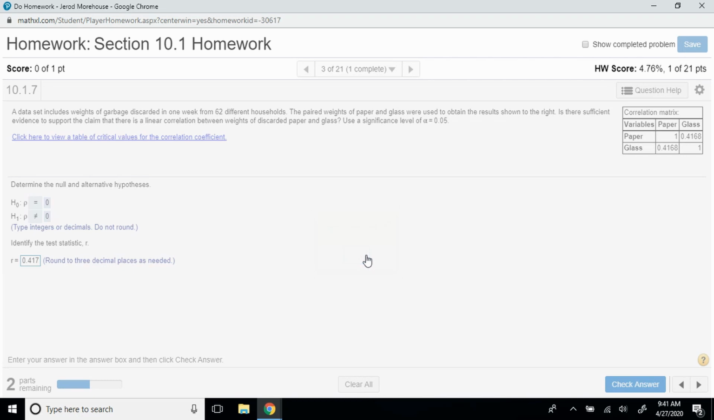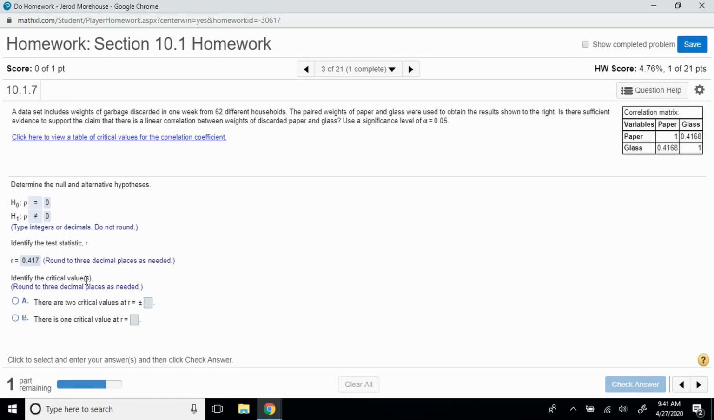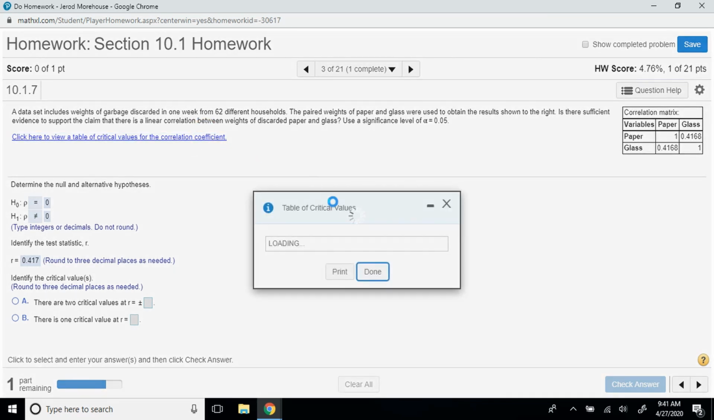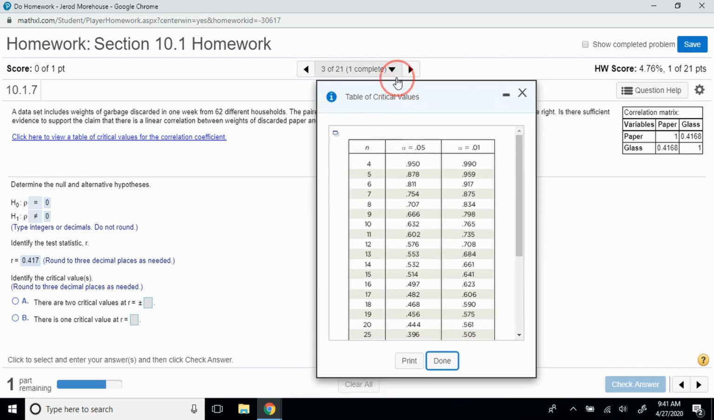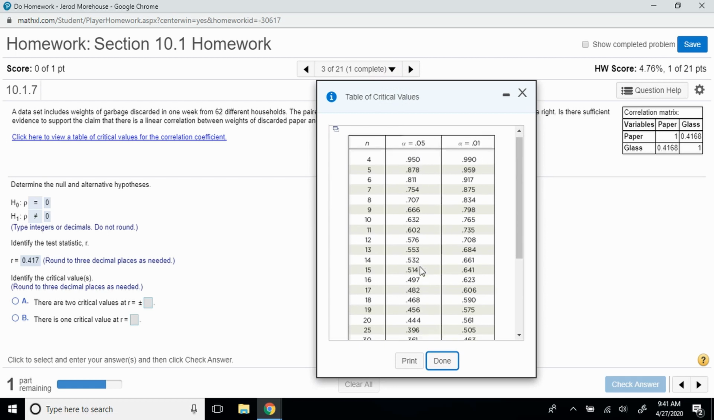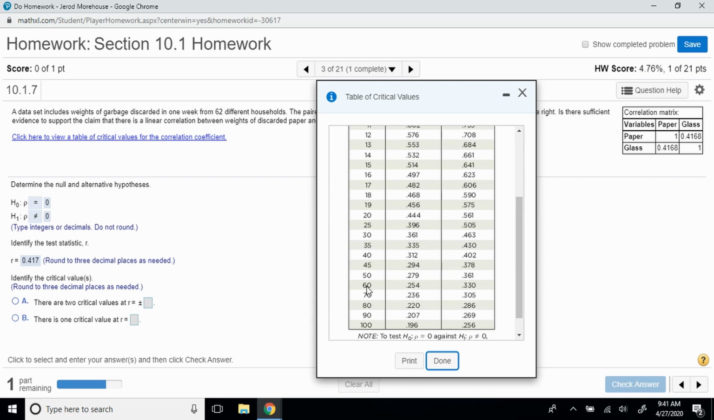All right. And this is identify the critical values. Okay, our sample size is 62. So let's open up our table here. Scroll down. We have an alpha. What was the alpha? The alpha was 5%. So we're only going to look in this column here. We don't care too much about the 1% column because our alpha is 5% and our sample size is 62. So we're going to go to the lowest number on here. We're going to round down to 60.